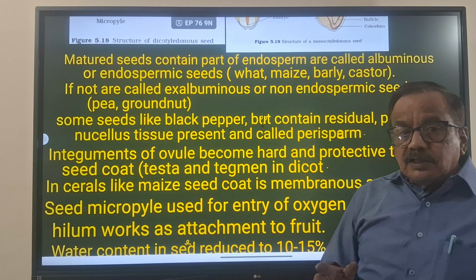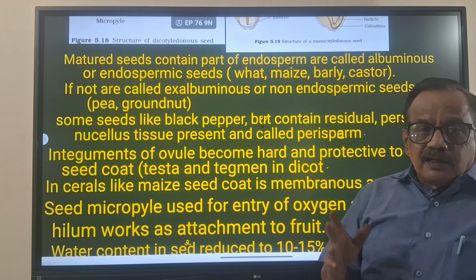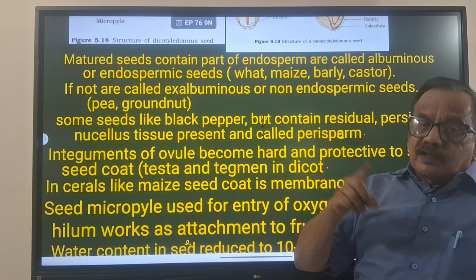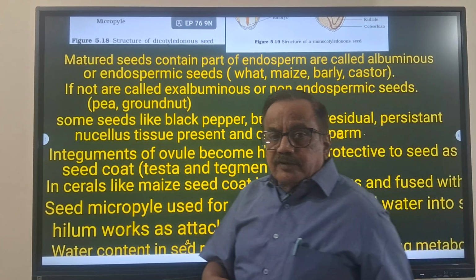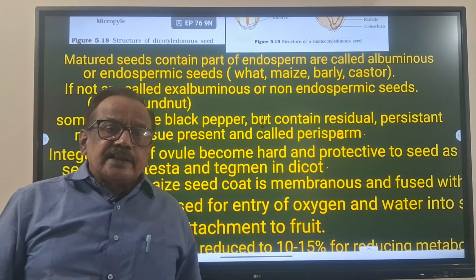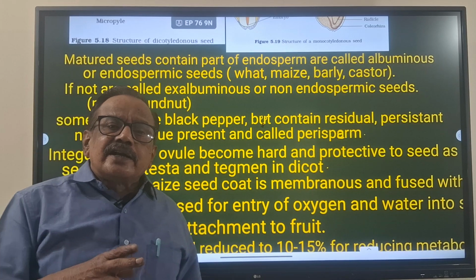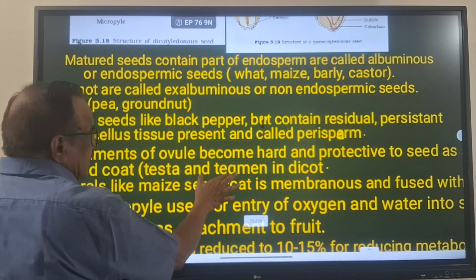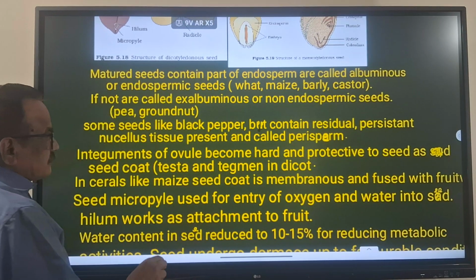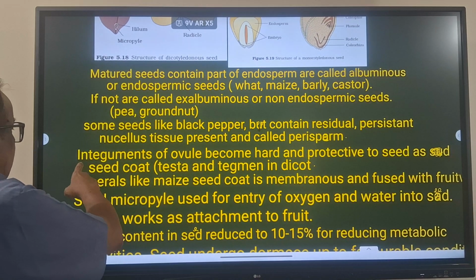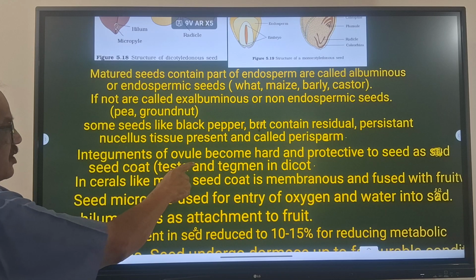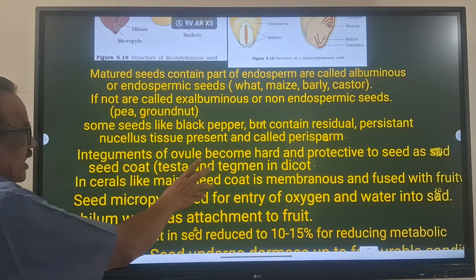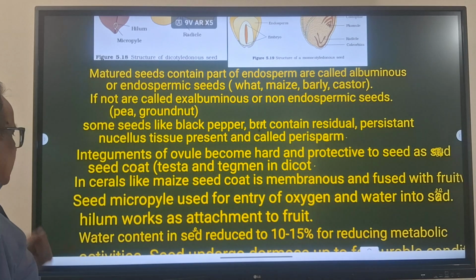So the seed coat, after fertilization, is the integument converted into the seed coat, and in dicots the seed coat has the testa and tegmen, two layers. The integuments of the ovule become hard and protective to the seed as a seed coat, with testa and tegmen present in dicots.